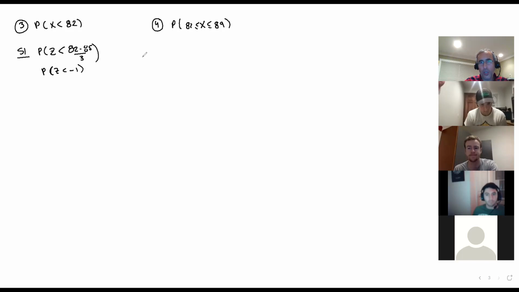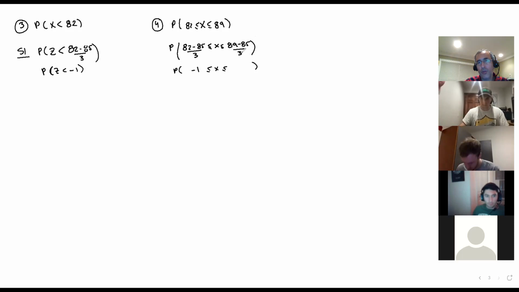Okay, so I will do the same here. If I do to the left, I need to do to the right. So it's going to be 82 minus 85 divided by 3, and 89 minus 85 divided by 3. So this is going to be equal to P. Can you help me, please? Can you tell me these values? So this is minus 1, and this one here is what, 4 over 3? 1.33 repeating. Yeah, 1.33, okay? So that's what we want.